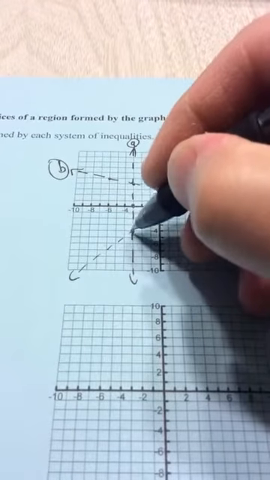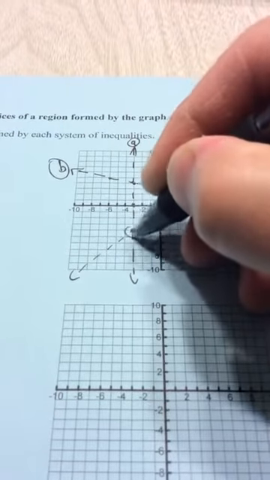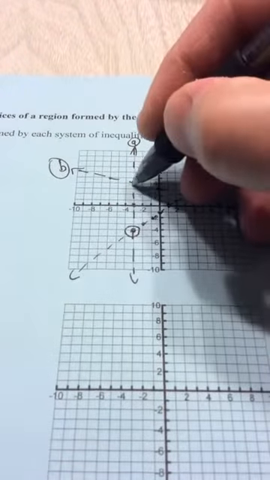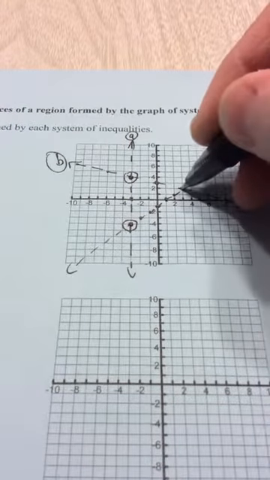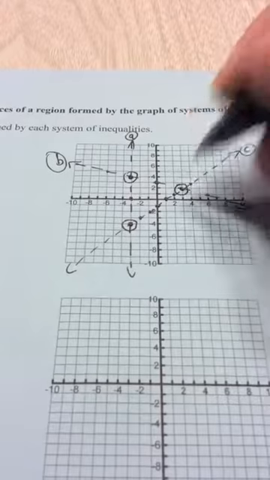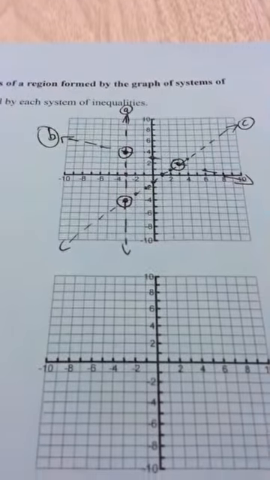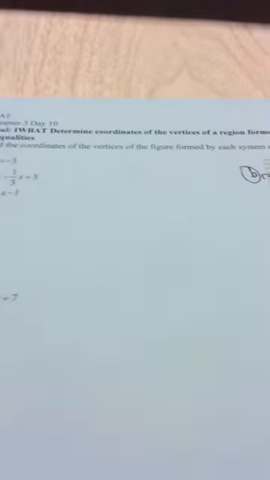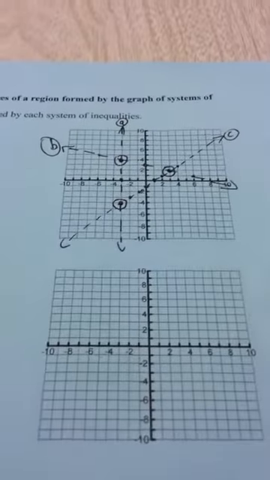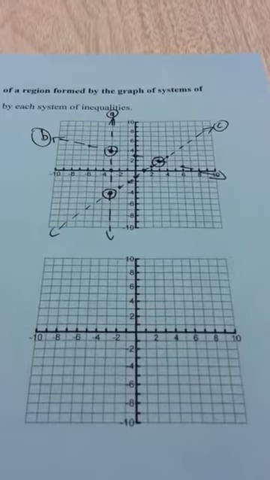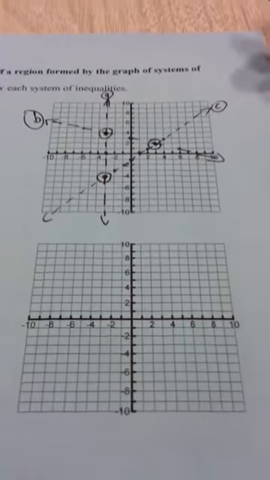Now, if you notice, there's 1, 2, 3 intersection points. And the direction says, find the coordinates of the vertices of the figure formed by each system of inequalities. Now, what's going to happen is you're going to notice when you shade this.